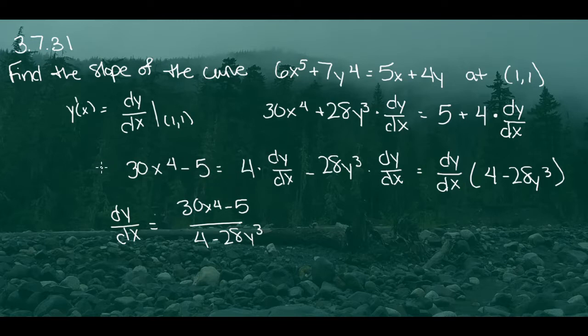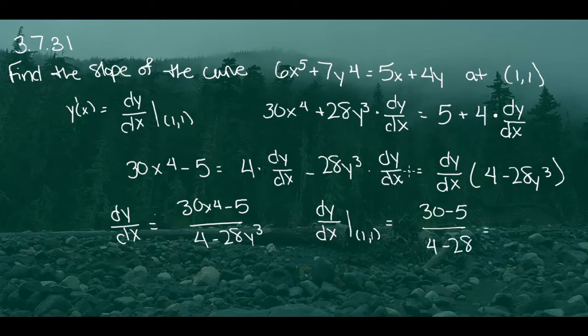And lastly, what I want to do to get the slope at that point is to evaluate this at the point (1, 1). So I take dy/dx and I evaluate it at the point (1, 1). That means I'm plugging in 1 for x and plugging in 1 for y. So it becomes 30 minus 5 on top, and on bottom it becomes 4 minus 28. So 30 minus 5, that's 25. 4 minus 28 is negative 24. So that is my slope at the point (1, 1).